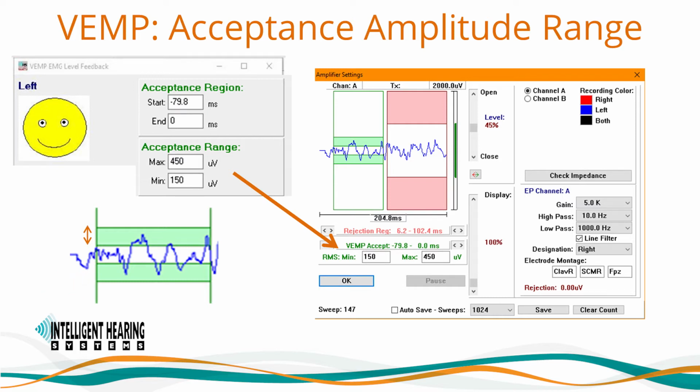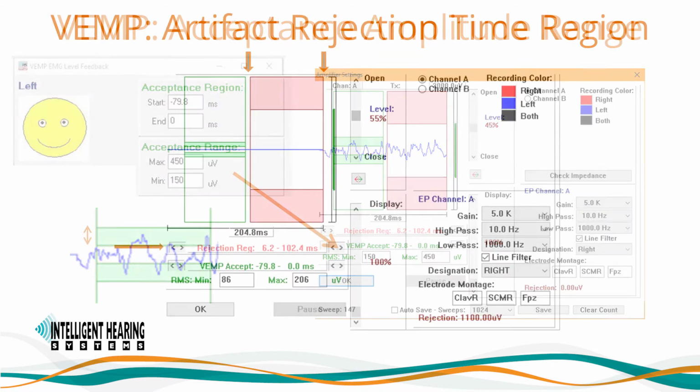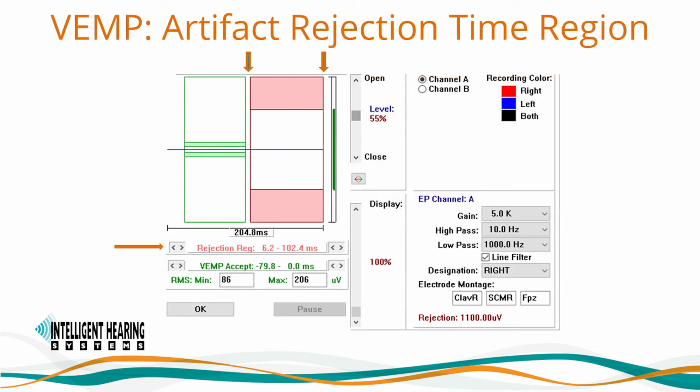During the acquisition of a sweep of EMG, the sweep baseline EMG level is compared to the acceptance amplitude range. Now let's discuss the artifact rejection time region defined in the rejection region fields and shown between these two downward pointing arrows. The artifact rejection region is defined in the post-stimulus time region, also known as the response region. It works in conjunction with the VEMP acceptance amplitude range to determine if a sweep is to be rejected or included into the VEMP recording based on EMG level.